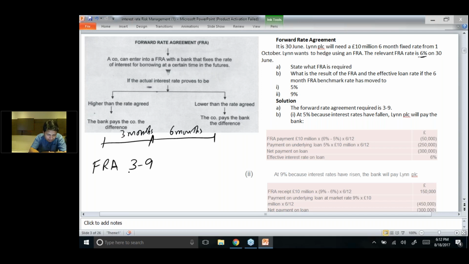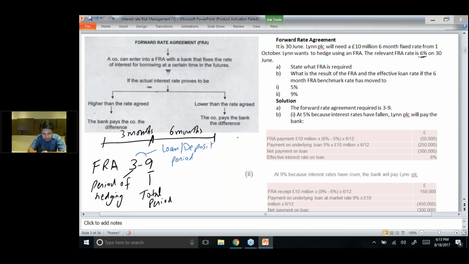Okay, these are the months. The first digit represents the period of hedging. The second digit represents the total period. And their difference represents the loan or deposit period. So if you are going to borrow after 3 months for a period of 6 months, it will be stated like this, 3V9.